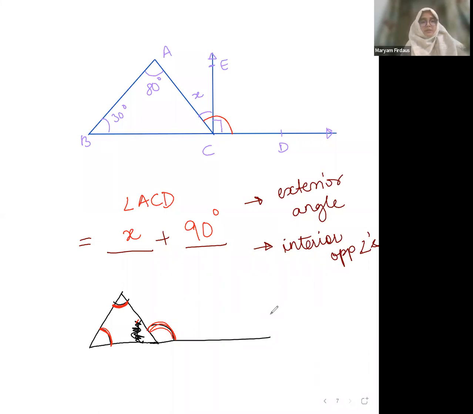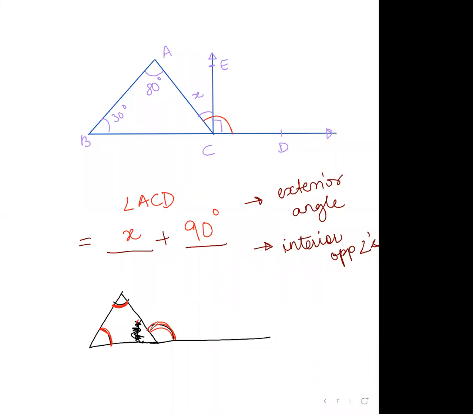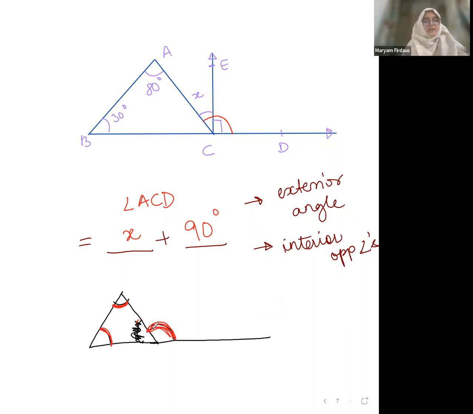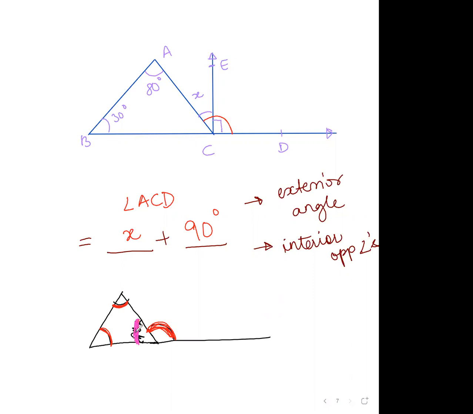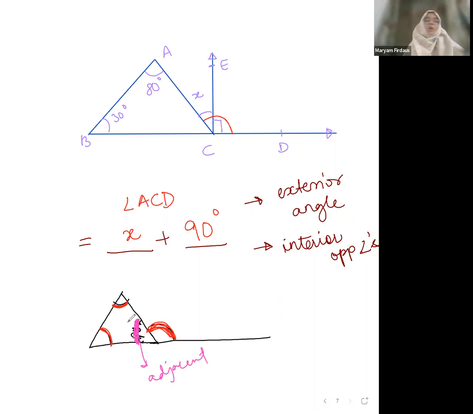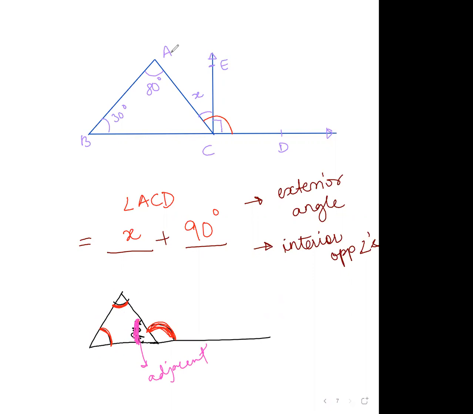Something that is not adjacent is opposite, right? Yeah. So what is the adjacent angle for the exterior angle? It is this one. This pink one. Can you see the pink one? Yes. The pink one is adjacent. The rest two are not adjacent. These two are not adjacent. That's why they are opposite. Okay, understood.